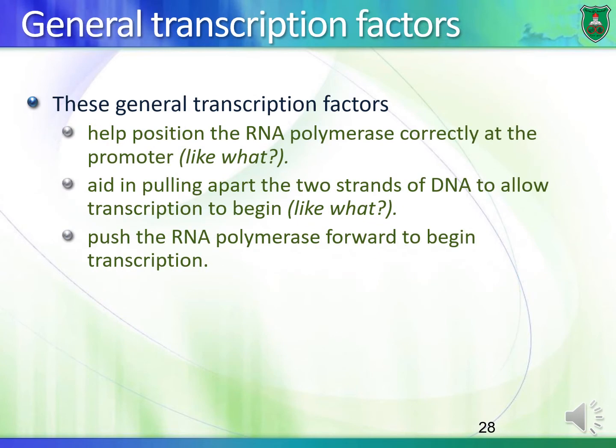So what they do basically is that they help guide the RNA polymerase to the promoter. So they function like what? They function like the sigma subunit. They aid in pulling apart the 2 strands from each other to allow transcription to begin, like what? Like a helicase. And they push the RNA polymerase forward to begin transcription. So now they function like RNA polymerases.